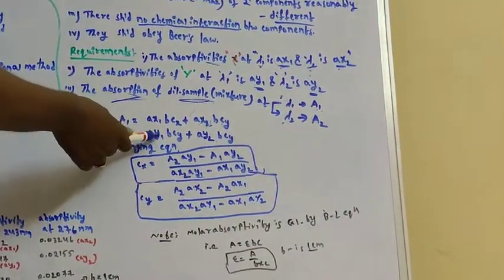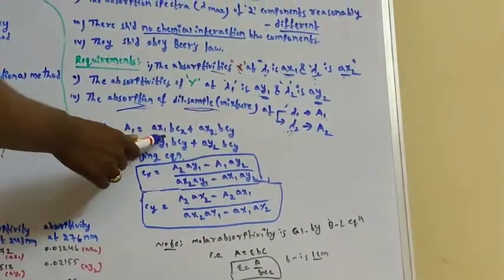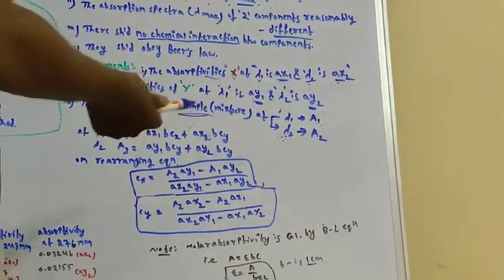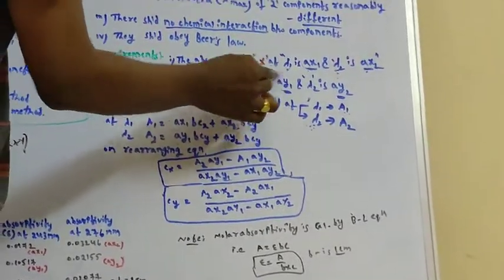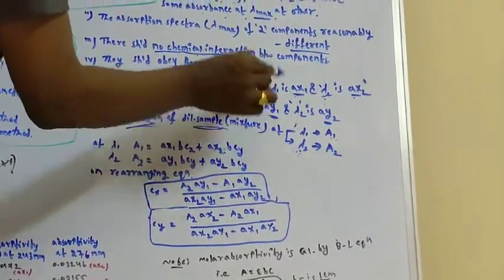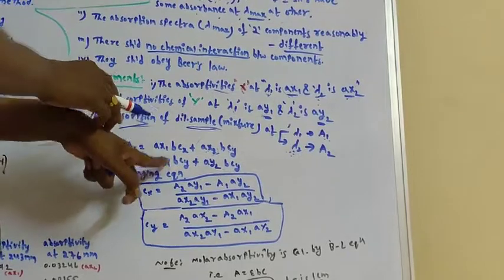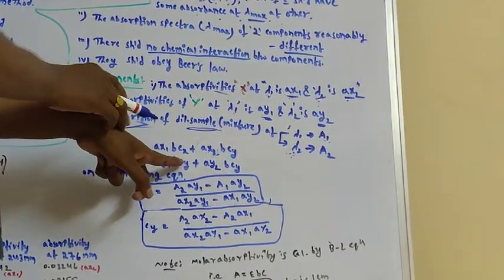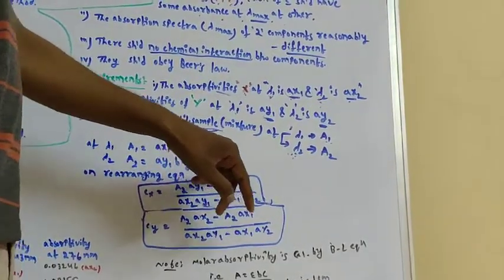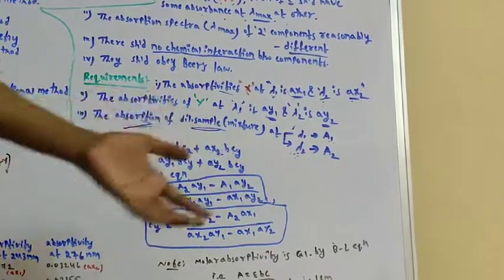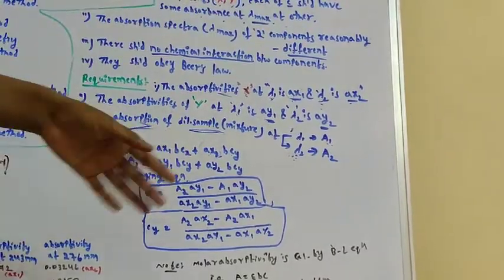Then A2, that is at lambda 2. This time for the y sample, the second sample. Ay1 is the molar absorptivity of y at the first wavelength. b is the path length, C is the concentration of y. Ay2 means the molar absorptivity of y at the second wavelength. Here Cy means the concentration of y, and we know the path length. You need to remember that b is a constant, always 1 centimeter path length.